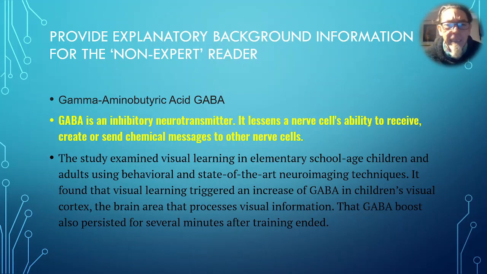The study examined visual learning in elementary school-age children and adults using behavioral state-of-the-art neuroimaging techniques. It found that visual learning triggered an increase of GABA in children's visual cortex, the brain area that processes visual. This doesn't sound like it's really helping the non-expert.